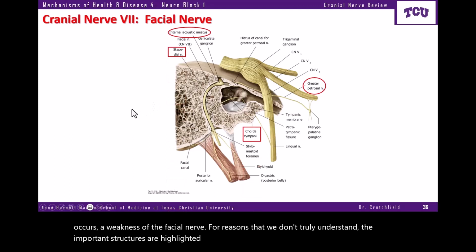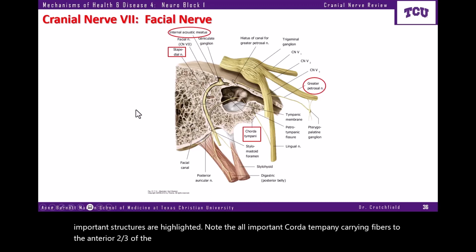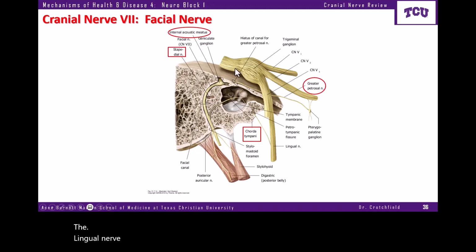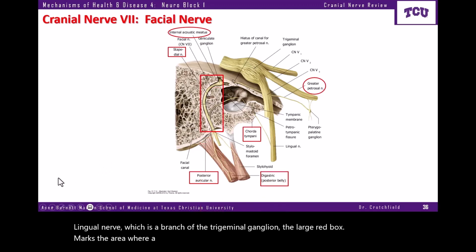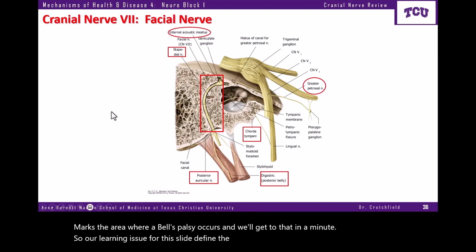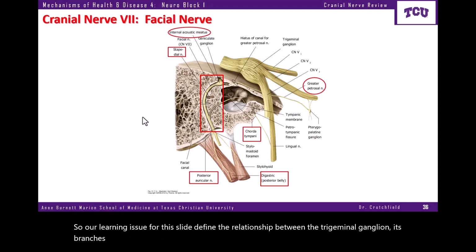Note the all-important chorda tympani, carrying fibers to the anterior two-thirds of the tongue, and it merges with fibers of V3, the lingual nerve, which is a branch of the trigeminal ganglion. The large red box marks the area where a Bell's palsy occurs, and we'll get to that in a minute. So our learning issue for this slide: define the relationship between the trigeminal ganglion, its branches, the facial nerve, the chorda tympani, and the innervation of the lingual nerve to the anterior two-thirds of the tongue, providing taste.